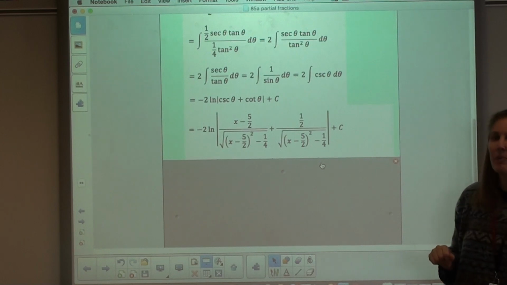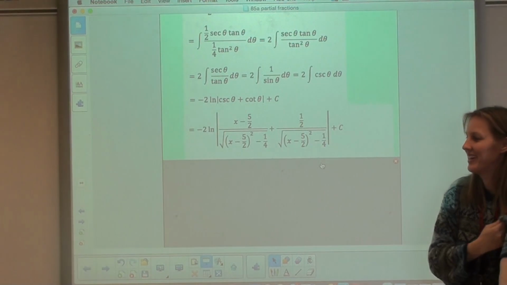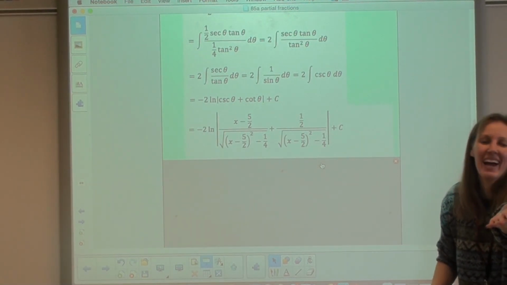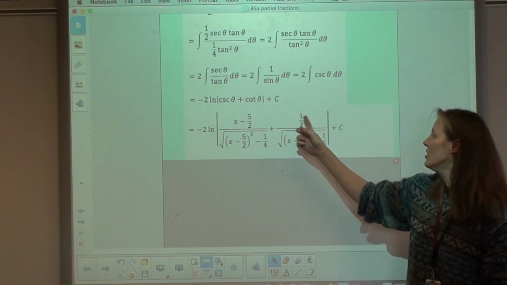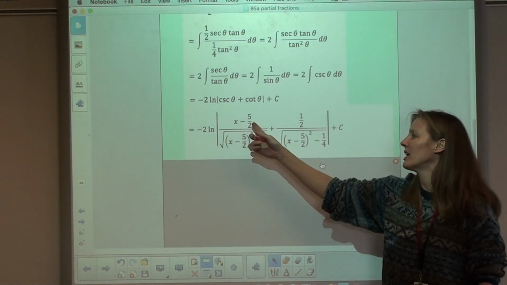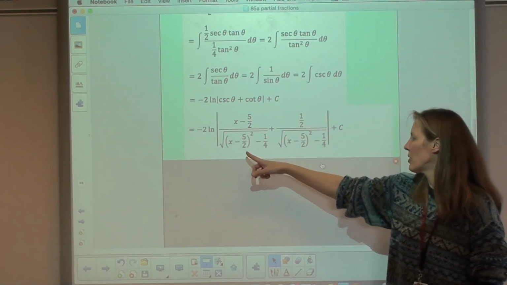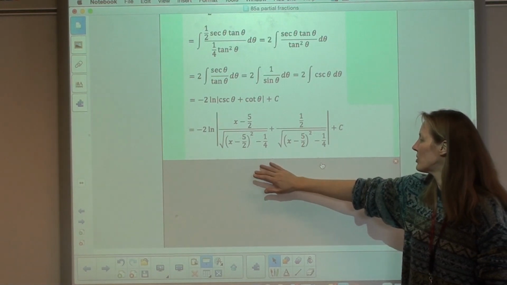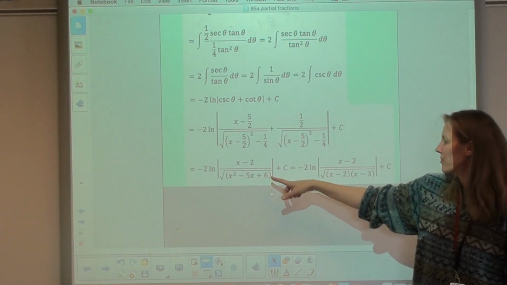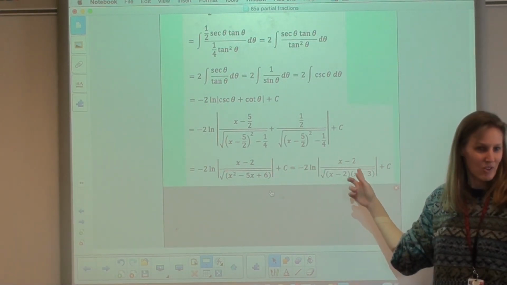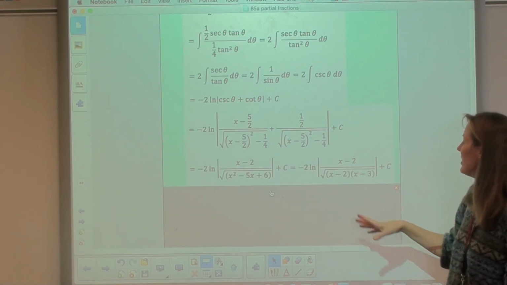Now the problem said to simplify completely, right? They have the same denominators, so you can just add them. When you combine, you end up with an x minus 2 over the denominator. What I did was rewrite the denominator back into its original quadratic form and then factor it.